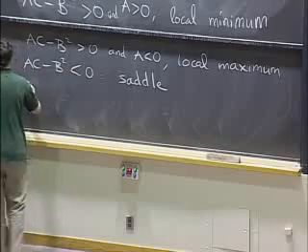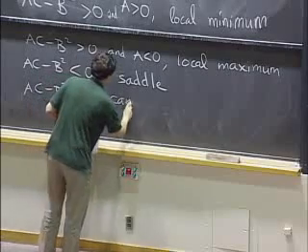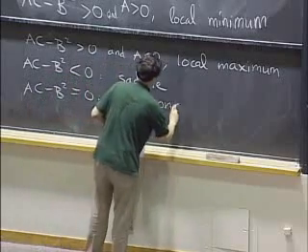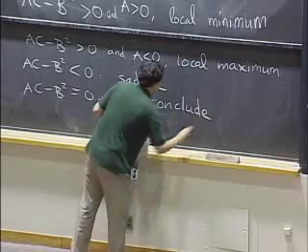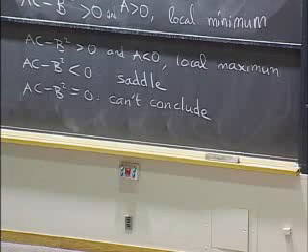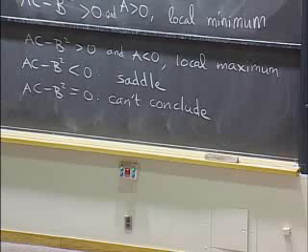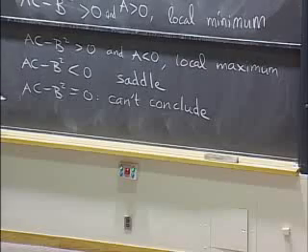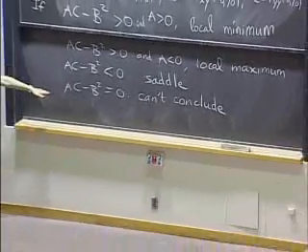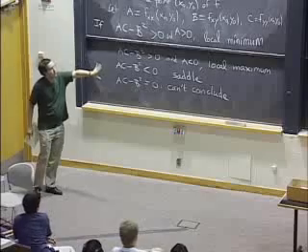And finally, if AC minus B squared is 0, then we actually cannot conclude. We don't know whether it's going to be a minimum, a maximum, or a saddle. We know it's degenerate in some way, but we don't know what type of point it is. Okay, so that's actually what you need to remember if you're formula-oriented. That's all you need to remember about today. But let's try to understand why, how this comes out of what we had there.